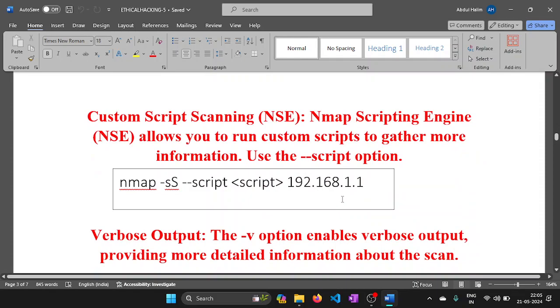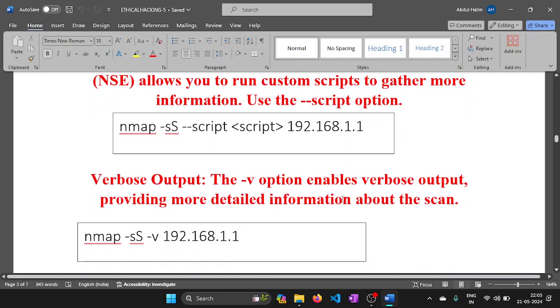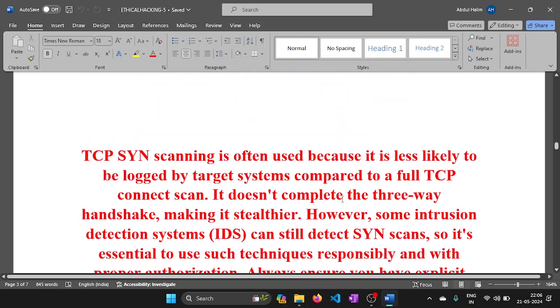Next is our custom script scanning. Here the Nmap script engine allows you to run custom scripts to gather more information. Right? Next is our verbose output. It provides more detailed information about the scan.